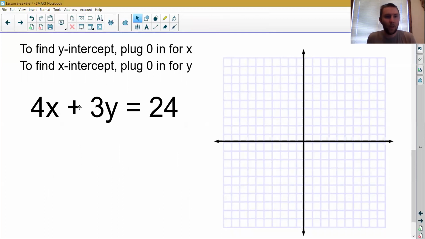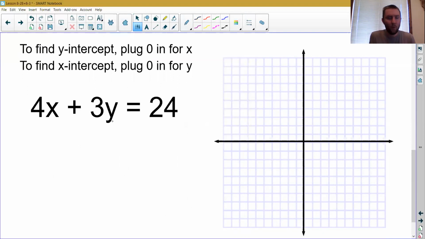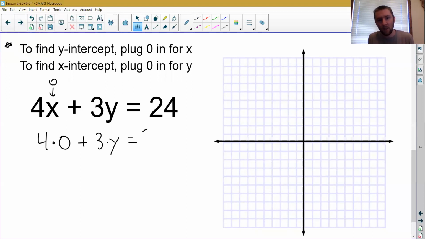okay? So let's look at the equation 4x plus 3y is equal to 24. If I start plugging 0 into these variables, I will find my intercepts, right? I'm going to start again by finding my y-intercept. So I'm going to plug a 0 in for x. Okay, I plug 0 in for x. So this now says 4 times 0. This still says plus 3 times y is equal to 24.